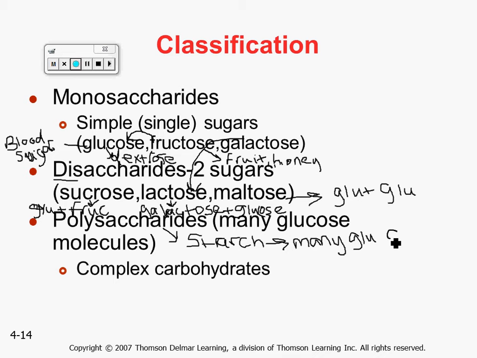Linked together with alpha bonds. Easily broken. Can starchy foods raise a diabetic's blood sugar quick? Yes. So where would we find starchy foods? Potatoes, beans. Are beans a good source of starch? Unfortunately, they're a good source of fiber, but they're also a good source of starch.